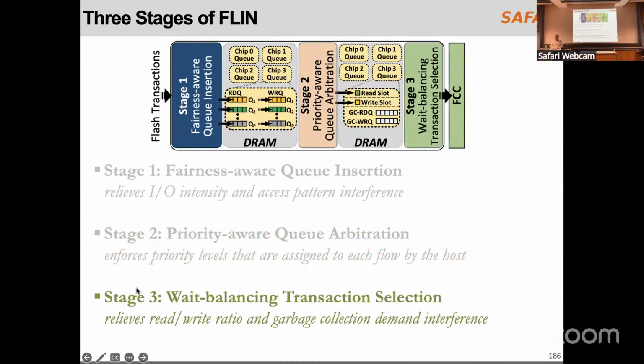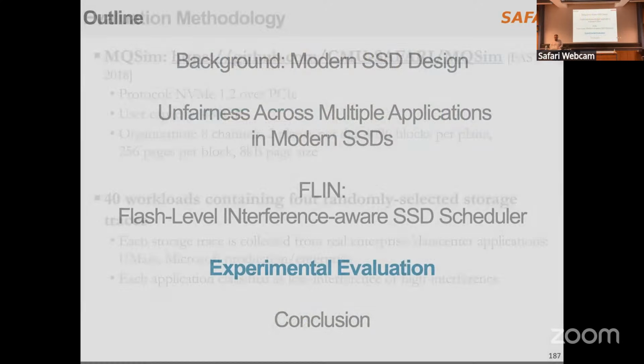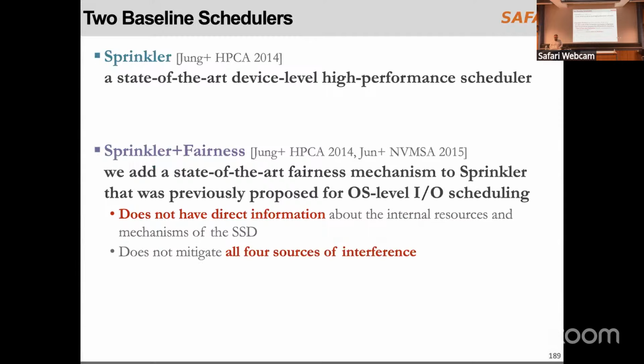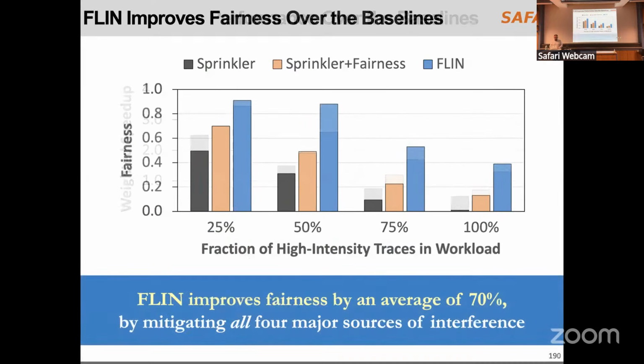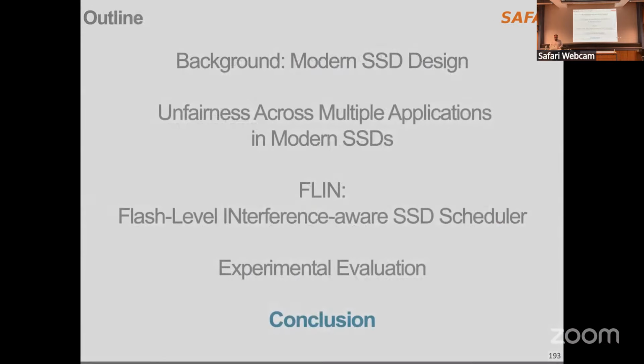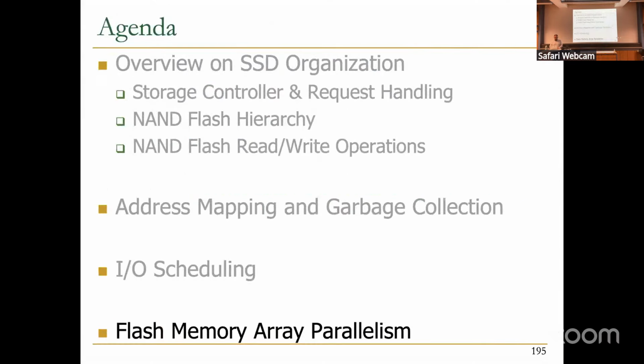And in stage 3, we try to make sure that we have weight balancing and transaction selection. It's always good for performance, and most of the time it's good to prioritize reads over writes. But at some point, the write is also quite poor because it has been waiting for a long time. So at some point we realize, okay, maybe now it's worth it to prioritize writes. So that's the read-write ratio, and also how we handle garbage collection. Then we compared against prior work, and we showed better performance and better fairness compared to prior works. And that's a very quick overview of I/O scheduling.